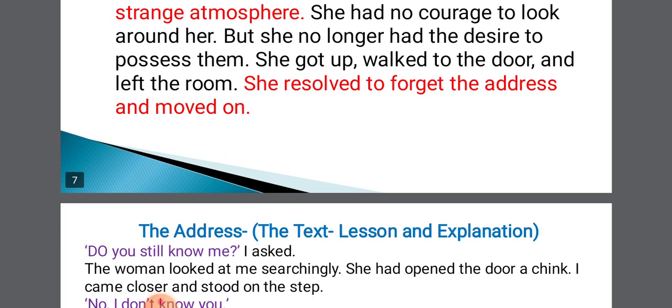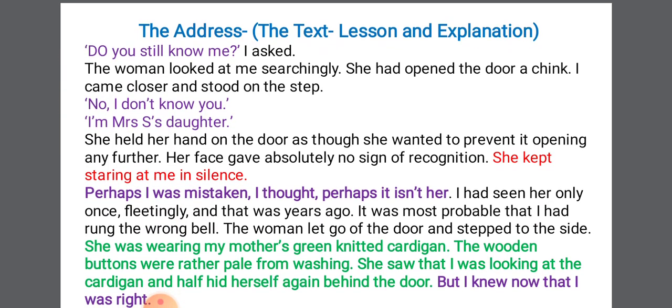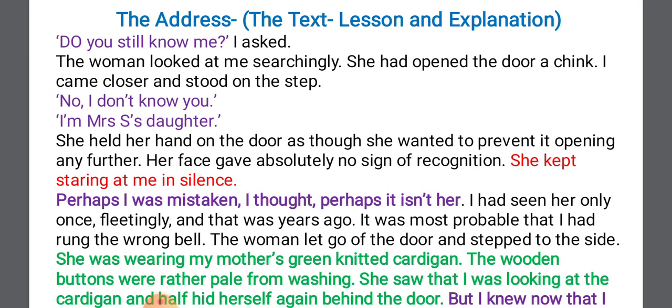Now why did she decide to forget the address? Because the things which could be seen around her all had those childhood memories, isn't it? And when she looked, she found herself in the midst of those things in that room. She was very much nostalgic, and that's why finally she thought that I should leave this place.